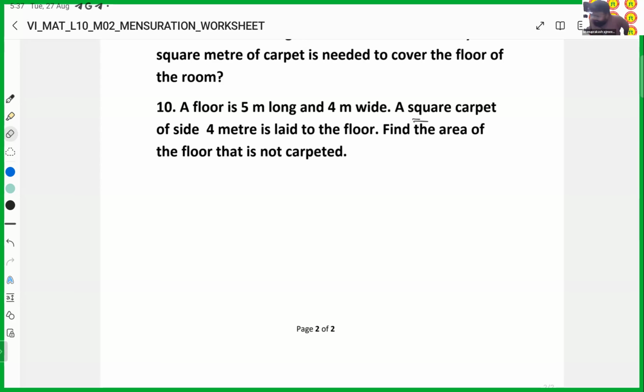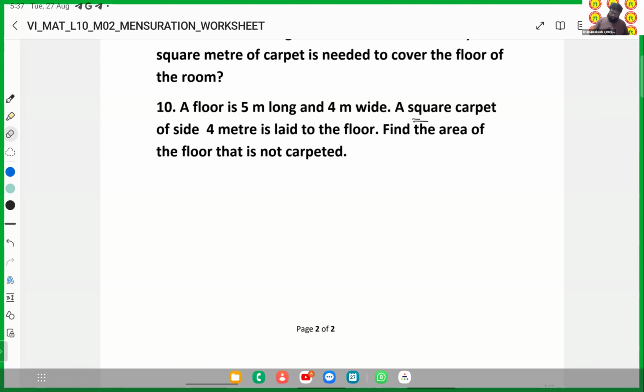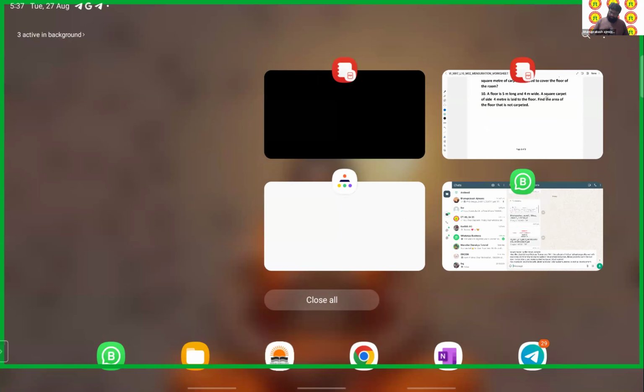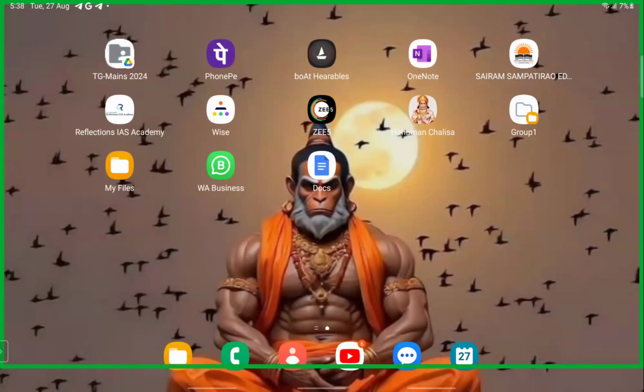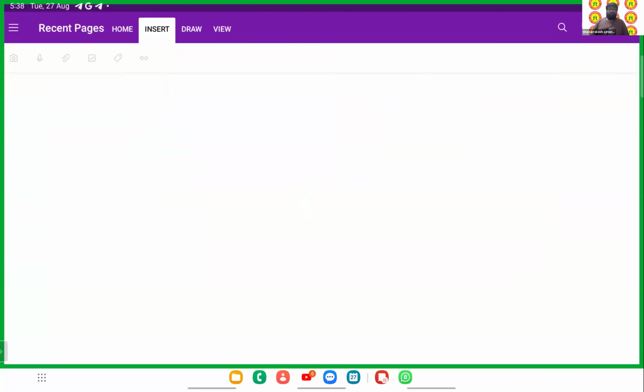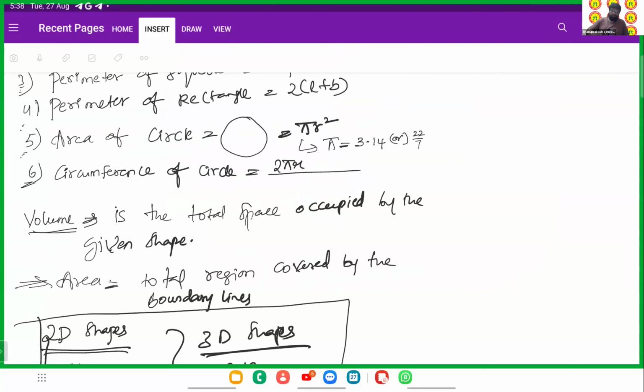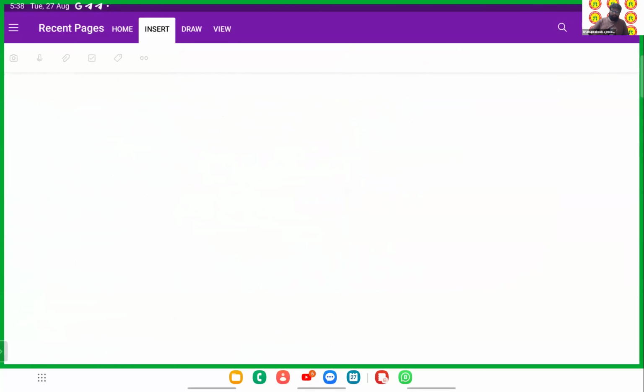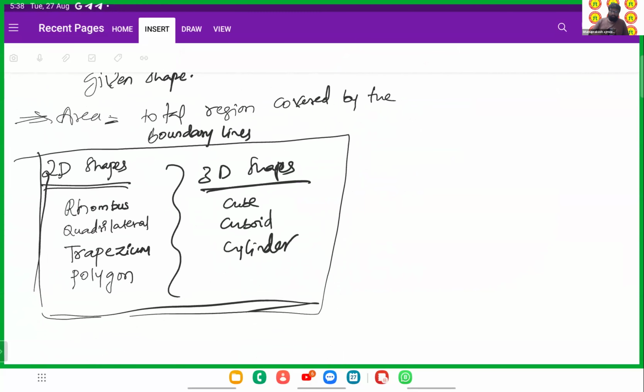So last class, what we discussed, we are done with 2D shapes and 3D shapes, right? Before we start, any doubts? I can't see you on screen. So 2D shapes and 3D shapes. Let us cover 2D shapes first, then we go to 3D shapes.